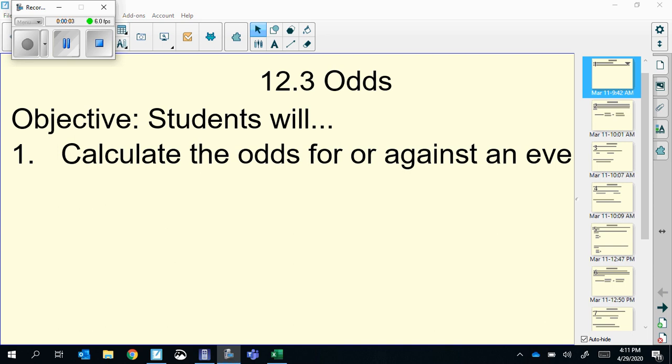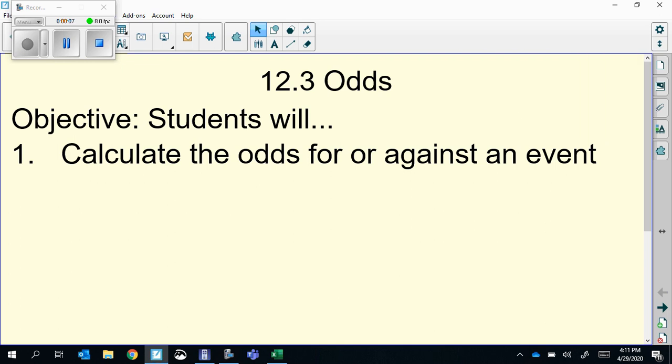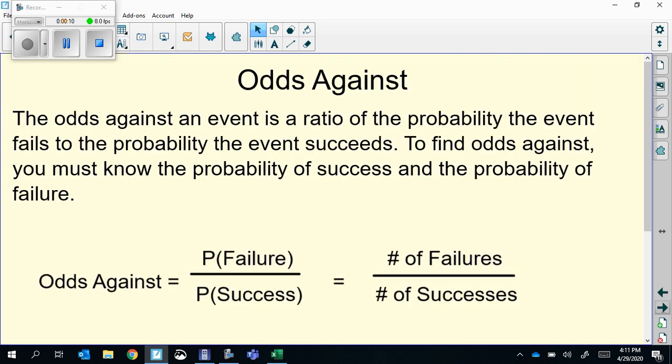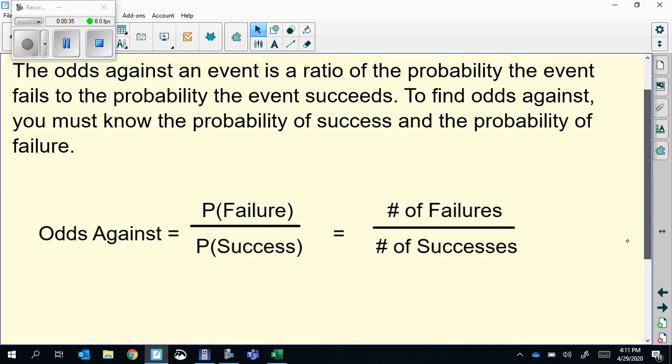Hey guys, in this video we're going to take a look at odds, the odds in favor or odds against something happening. So odds against an event is the ratio of the probability of it failing to the probability that it succeeds. So you just look at the ratio, probability of failure over the probability of success. You can also look at it as the number of failures over the number of successes. That would be the odds against something happening.